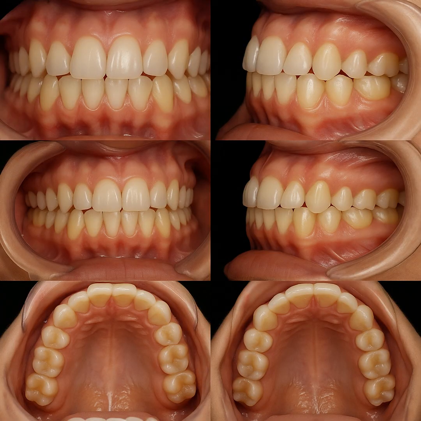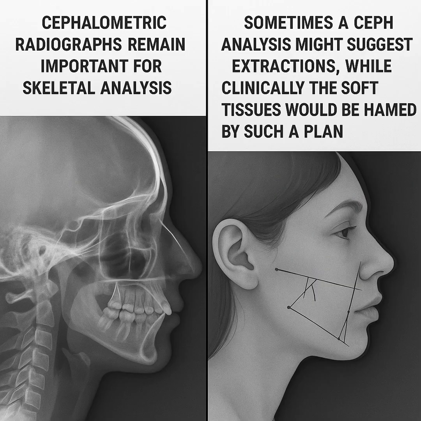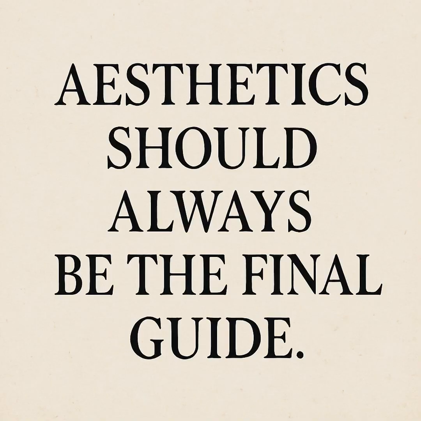Intraoral photographs are also essential. We take 5 standard shots: the frontal, the right and left lateral views, and the upper and lower occlusal views. Black background close-ups help highlight small aesthetic details like incisal edges and gingival contours. Cephalometric radiographs remain important for skeletal analysis. But we must not treat numbers in isolation. Sometimes a ceph analysis might suggest extractions, while clinically, the soft tissues would be harmed by such a plan. Aesthetics should always be the final guide.